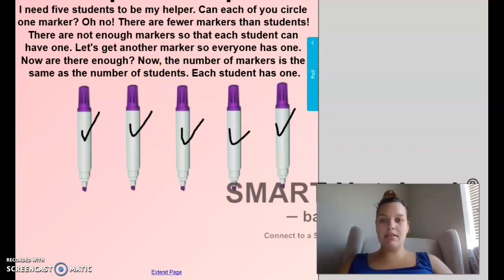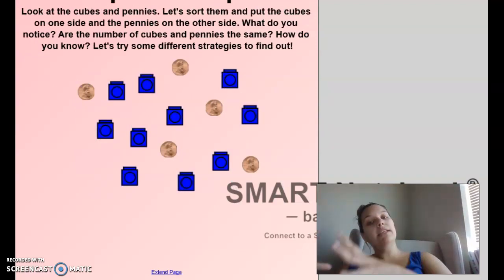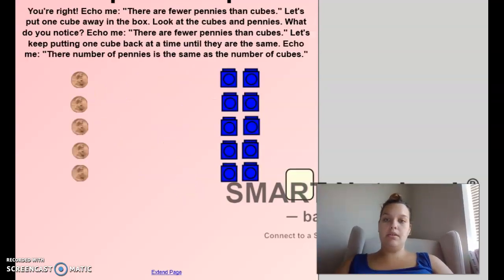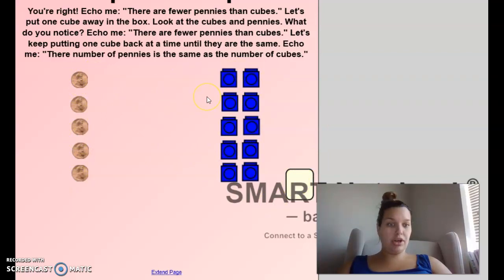Great job. Okay, so now I want you to look at the cubes and the pennies, and we're going to sort them and put the pennies on one side and the cubes on the other side. And we're going to see what we notice. Okay, so I lined up the pennies and I lined up the cubes. Are there fewer pennies or are there fewer cubes? Remember, fewer means less. There are less pennies. And I can figure that out very easily by just looking. Look, there are not the same amount of pennies as there are cubes, are there?